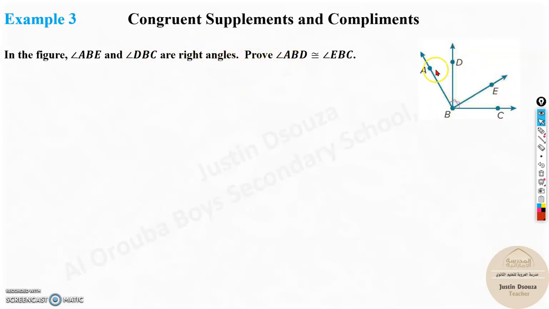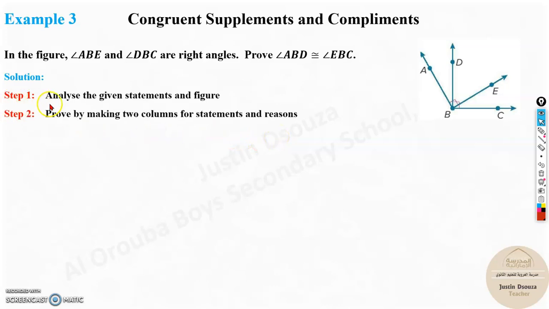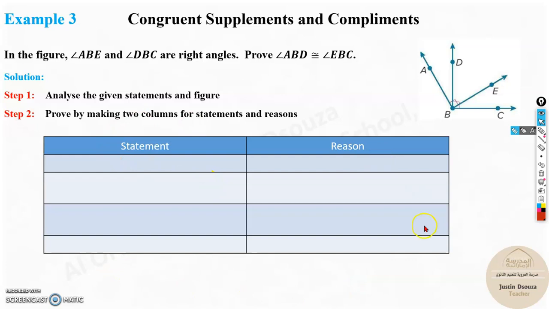We need to prove that ABD and EBC are congruent. Now remember, they have asked us to prove. This will generally be a writing question. So first we'll analyze the figure, understand what is given to us, and then a proof is always done by making two columns. So let's make a column over here with the statement and the reasoning behind it.